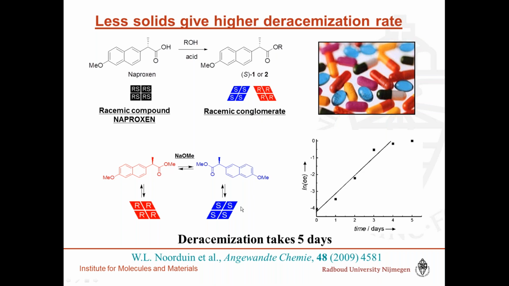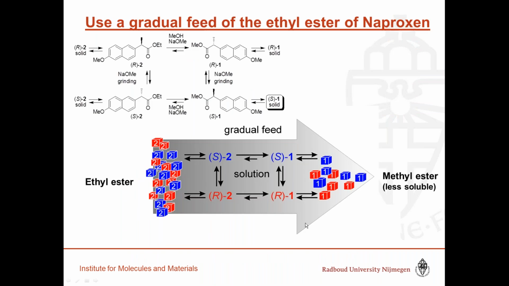He made the methyl ester, and could in this way readily deracemize this compound using sodium methoxide as the racemization catalyst. This took some 4 days, as you can see in this graph. This is, by the way, the logarithm of the enantiomeric excess, giving a more or less straight line.